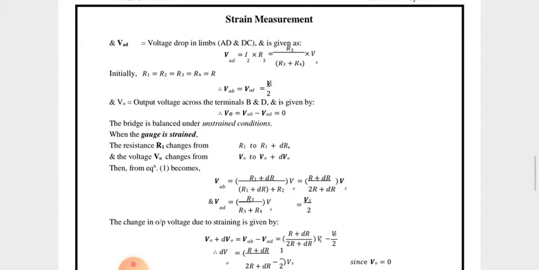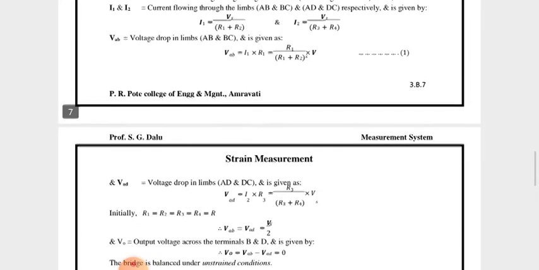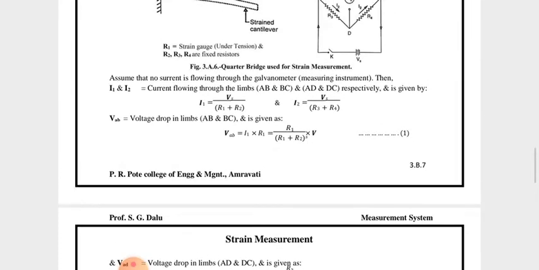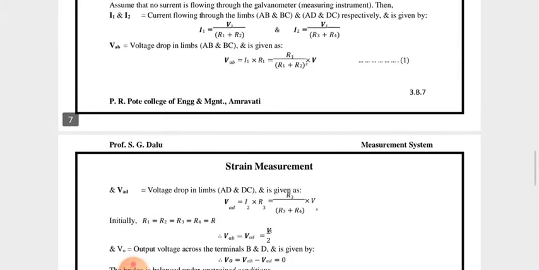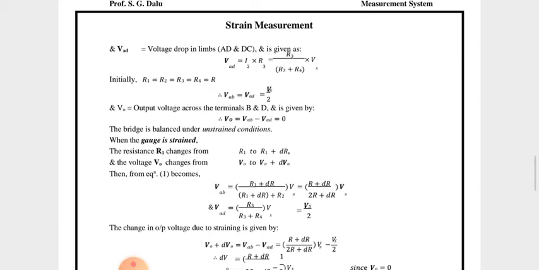Okay, so equation 1 becomes, we know that equation 1 is R1 upon R1 plus R2 into Vs, so it will change to R1 plus DR upon R1 plus DR plus R2 into Vs. How can we represent it? R1 plus DR upon 2R. Why 2R? Because R1 equal to R2 equal to R3 equal to R4 equal to R, that we have already written above. That's why R plus DR upon 2R plus DR into Vs.